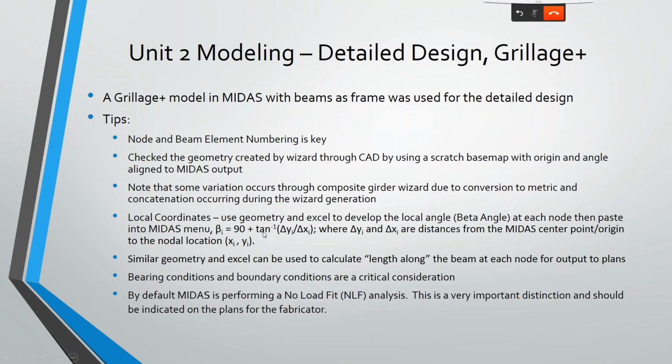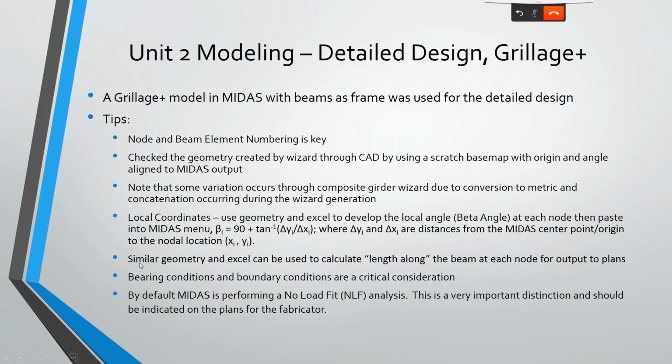It's a pretty easy thing to do in Excel. I definitely wouldn't recommend trying to do it by hand. You can essentially copy out of Midas, paste that in, copy it down, and paste it back into Midas. That gets all your local angles. And that really helps, again, with doing your analysis and making sure you're looking at it the right way.